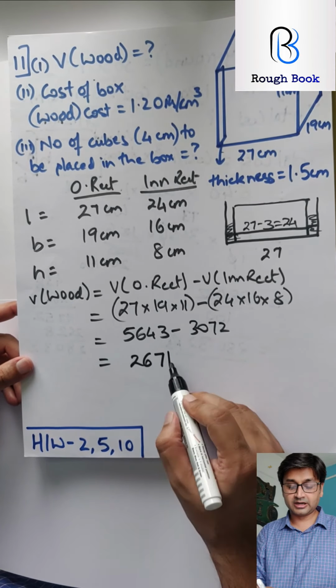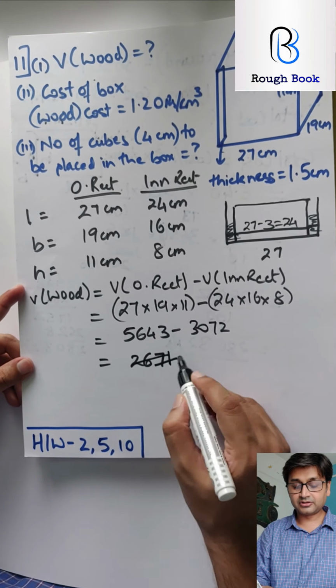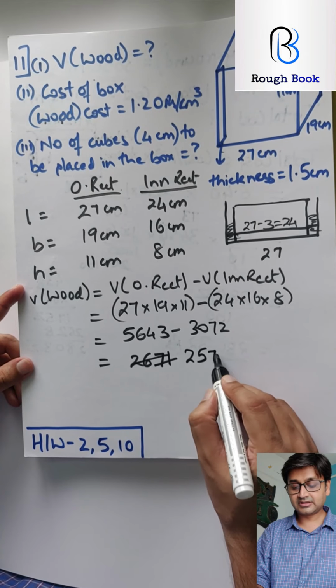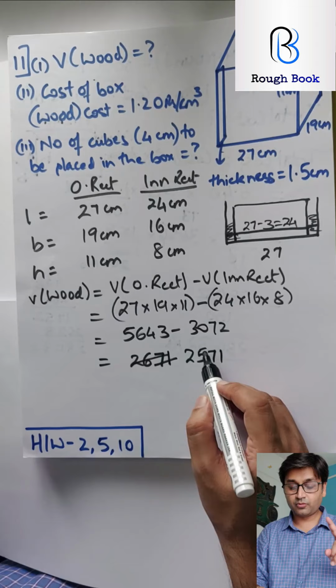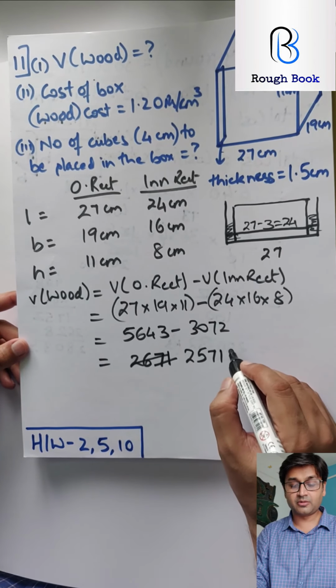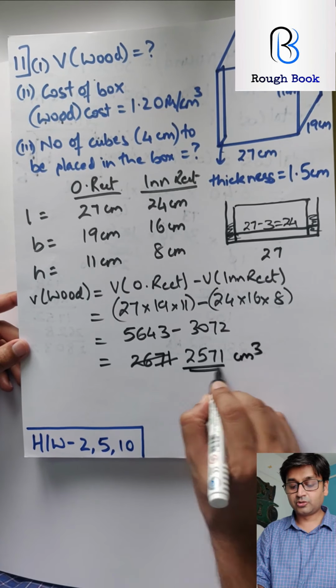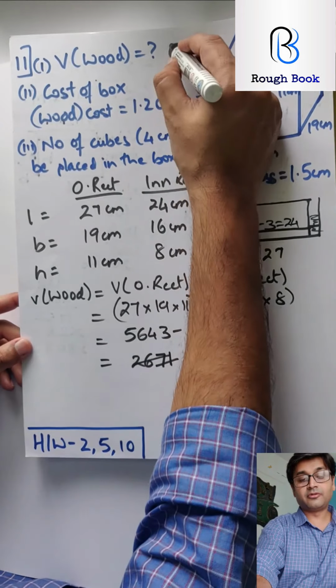So 2, 6, 7, 1. Let me check. 3, 14, 2, 5, 7, 1. Sorry. 2, 5, 7, 1. Let me check. 2 plus 1, 3, 7 plus 7, 14, 1, 5 and 1, 6, 3 plus 2, 5. Always recheck. You should not lose your marks for stupid things. So 2571 centimeter cube. That's the volume of the wood.